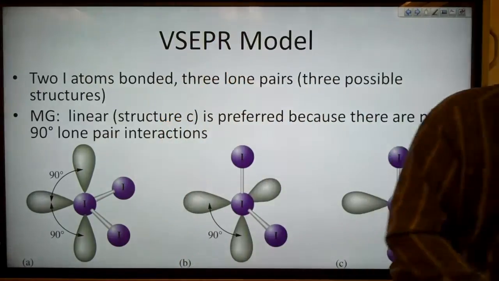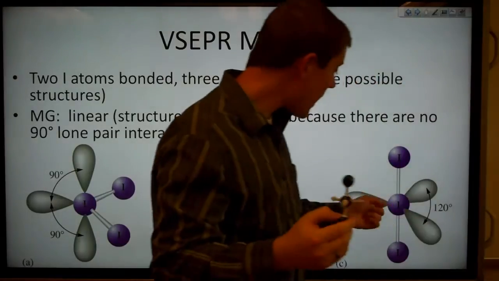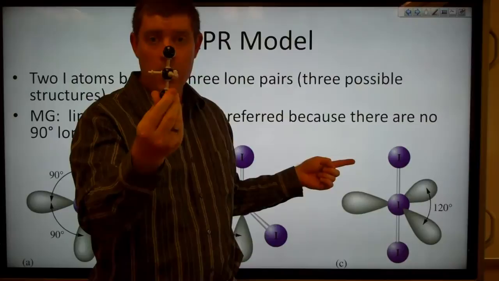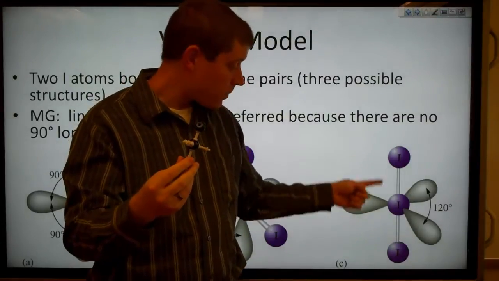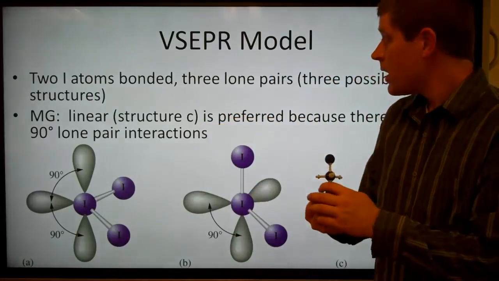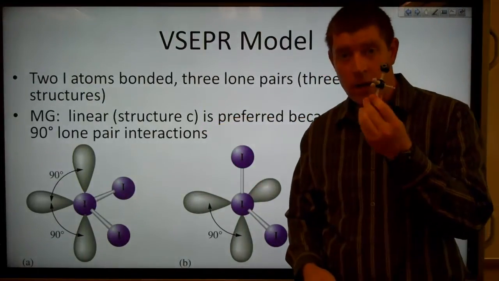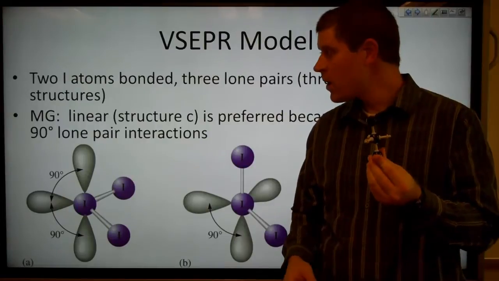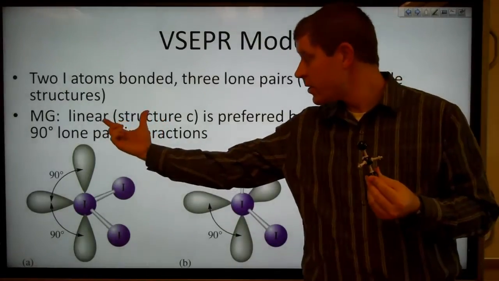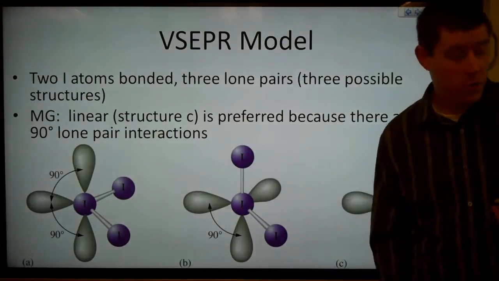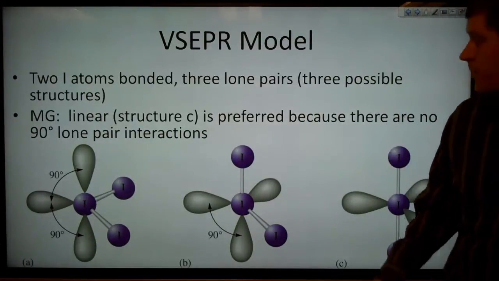So the one that we end up with is this last one, this third one, that has our two bonded atoms 180 degrees apart. So in this case, even though our electronic geometry is trigonal bipyramidal, our molecular geometry is linear, right? That's structure C, because there are no 90-degree lone pair interactions.